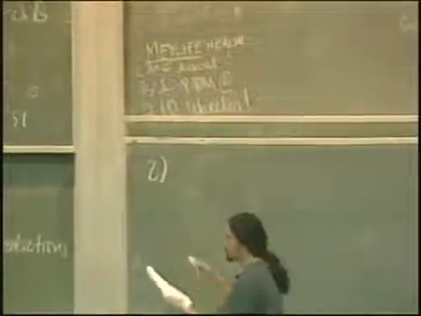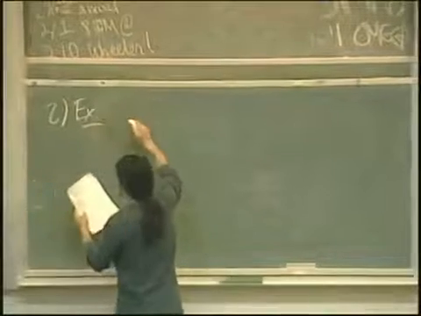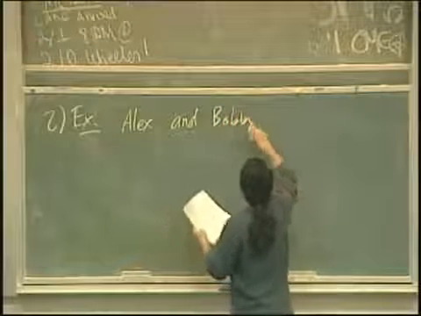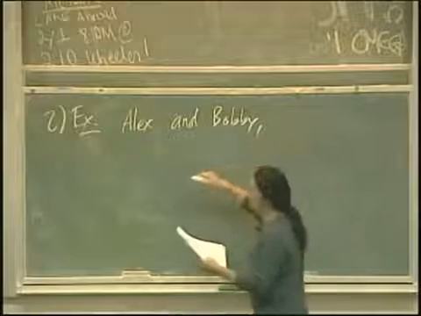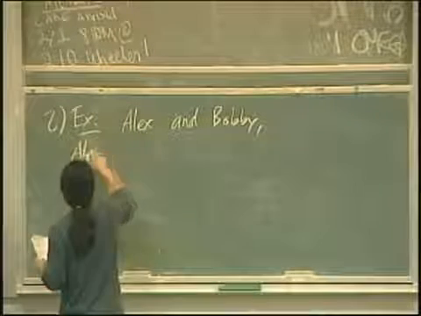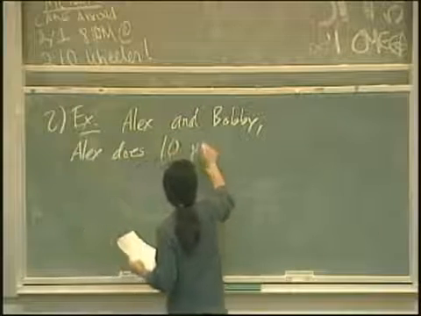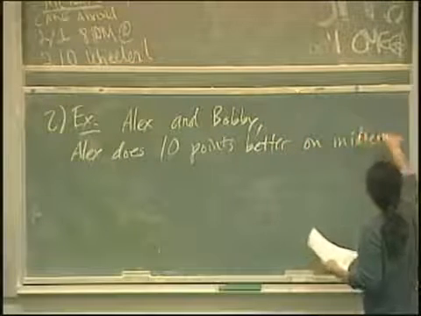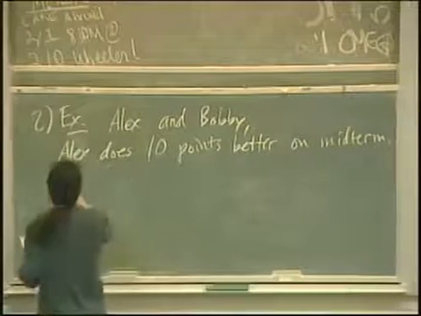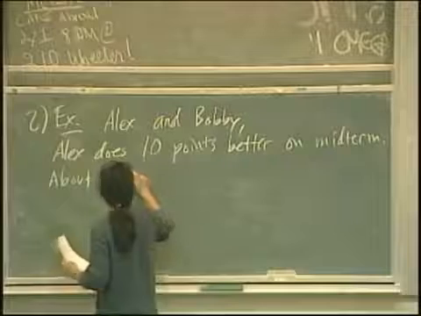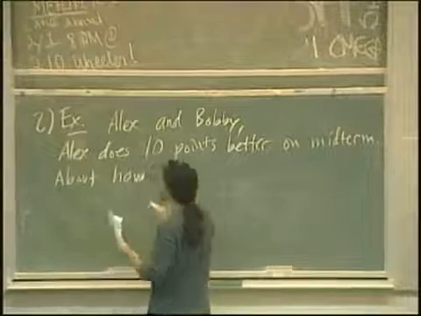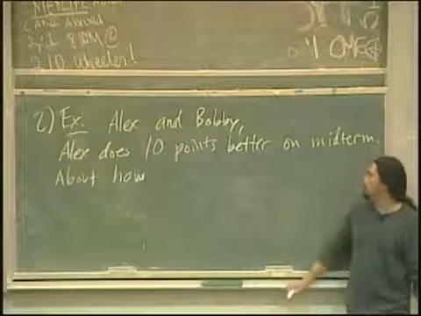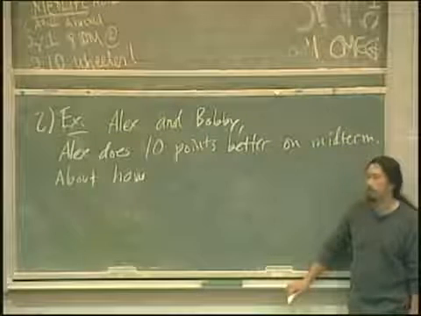The first one is using this data. Suppose we have Alex and Bobby take these exams, and Alex does 10 points better on the midterm. So if Alex does better on the midterm, you should expect, I think, or guess that Alex will probably do better than Bobby on the final.